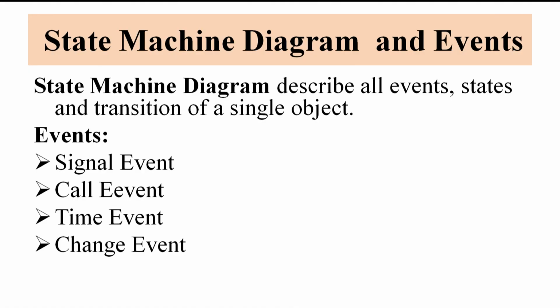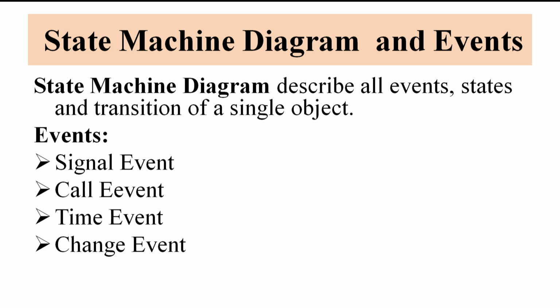Now if we talk about events, there are different kinds of events. A signal event is a kind of broadcast transmitted in the system, and different objects respond to it. A call event is where certain objects call certain specific operations. A time event is where time-bound activities happen. It may be a time interval within which something happens, or a specific time which is going to complete, and on the basis of that a certain decision is taken and a certain activity is performed.